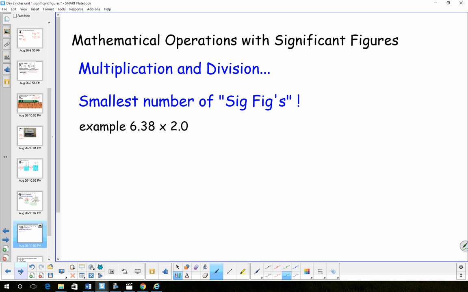Okay, this one, all you have to do is figure out how many significant figures each one has. So how many does this one have? 3. How many does this one have?